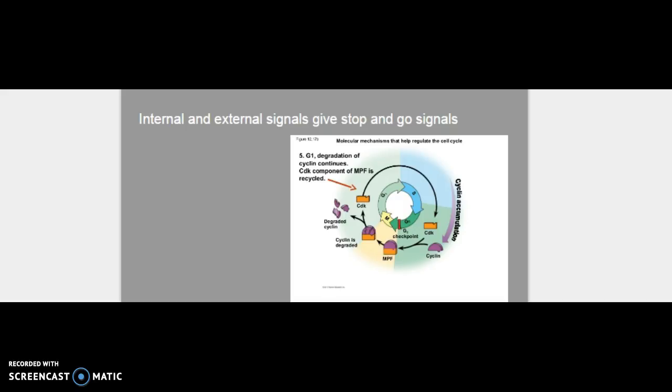An example of an external signal that gives stop-and-go signals at each checkpoint is that cells do not divide when a certain nutrient is not found in the culture medium. Most mammalian cells will not divide unless the growth medium contains specific growth factors. Growth factors are proteins that cells release in order to encourage other cells to divide.